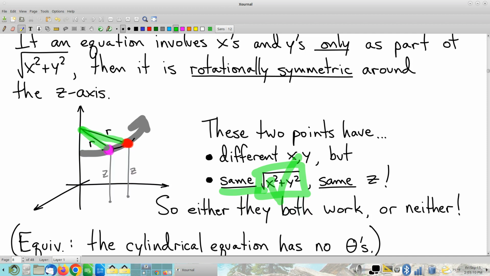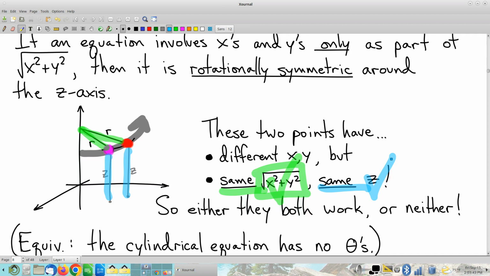Right? And they also have the same value of z, again because of how they were generated. One's a rotation of the other, and that doesn't change the z coordinate. So same z as well. So these are different points with different coordinates, but the only thing that goes into the equation, apparently, is this expression, in which these 2 points are identical, and this coordinate z, on which these 2 points are identical. So these 2 different points, they either both work or they both fail.